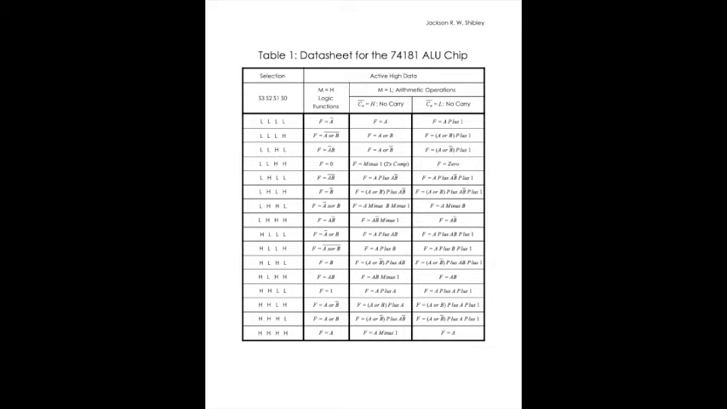Now, there seems to be quite a bit of odd stuff happening here. You seem to have odd functions such as F equals A or B plus A plus 1. Where does that get created and why is that useful?